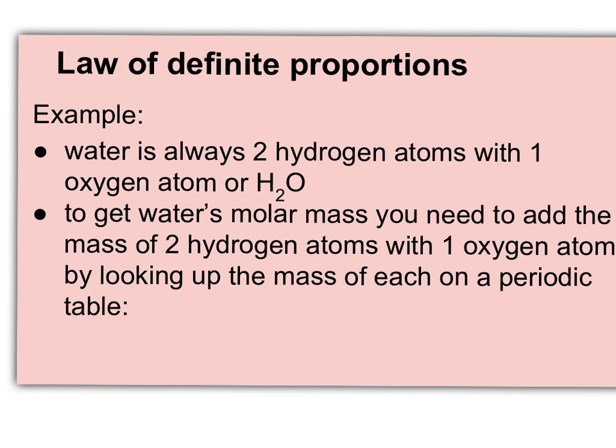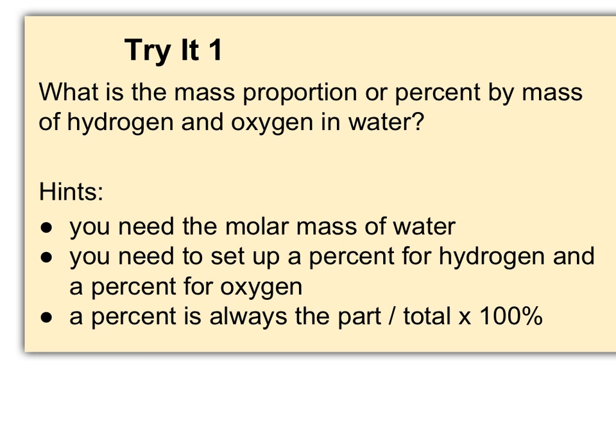And we can do that by looking at the mass proportions. To do that, we have to get water's molar mass. So we add up the mass of two hydrogen atoms with the mass of one oxygen atom. And we do that by looking up the mass of each on a periodic table. So if you find hydrogen on your periodic table, you're going to need the molar mass for hydrogen over at number 1, and then find oxygen, number 8.